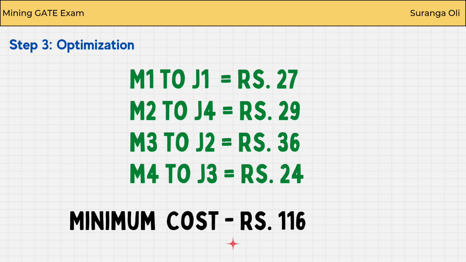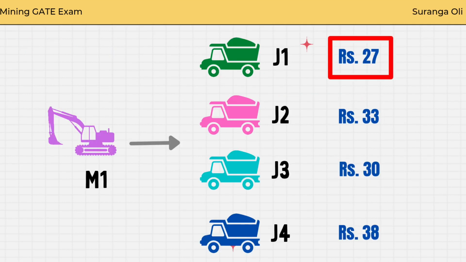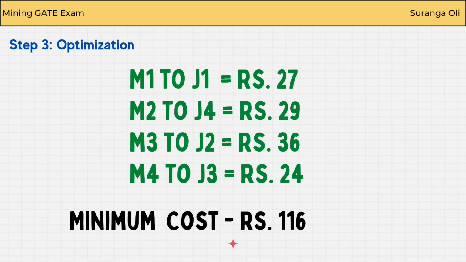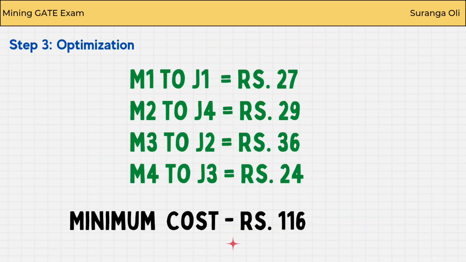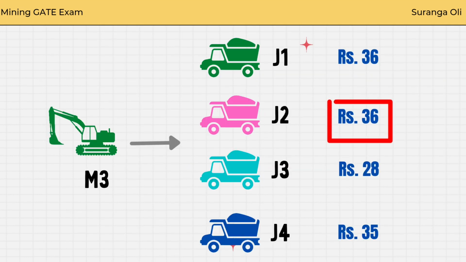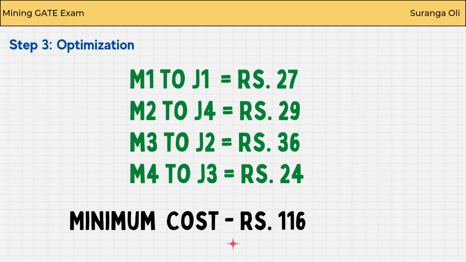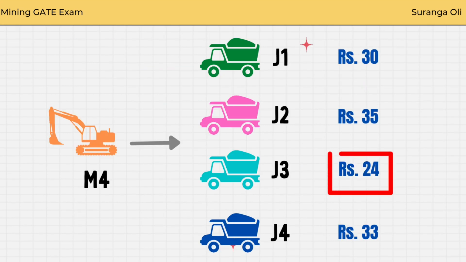From the optimization table, we come to the conclusion that in order to get the minimum cost, machine 1 should be allotted to job 1, and according to the table its price is rupees 27. Machine 2 should be allotted to job 4 and its price is rupees 29. Machine 3 should be allotted to job 2 and its price is rupees 36. And machine 4 should be allotted to job 3 and its price is rupees 24.